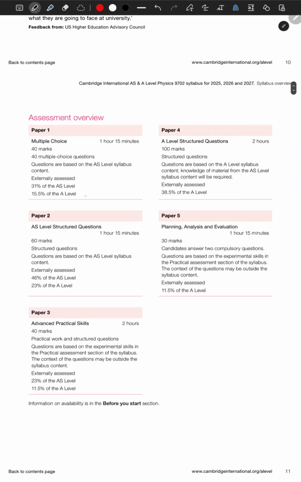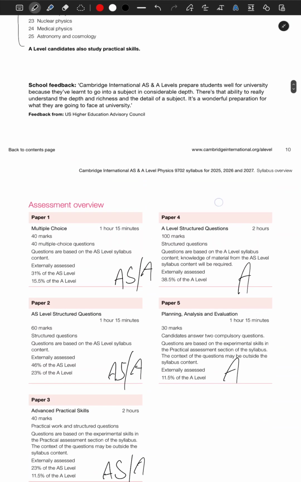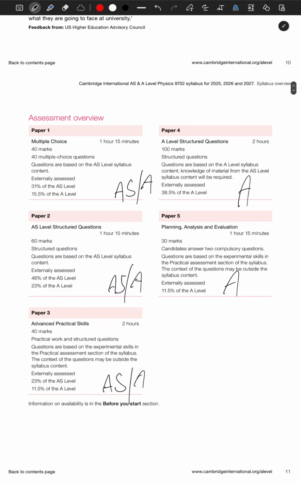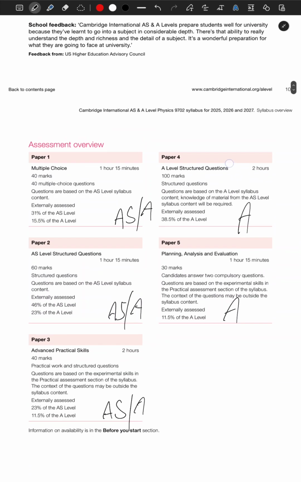For example, paper 1, paper 2, paper 3, paper 4, paper 5. You have 5 papers, but for AS students, you are requested to know only papers 1 to 3. And for A-level, everything is needed for you. And there are some specific topics that you need to know when you're taking part in the papers.